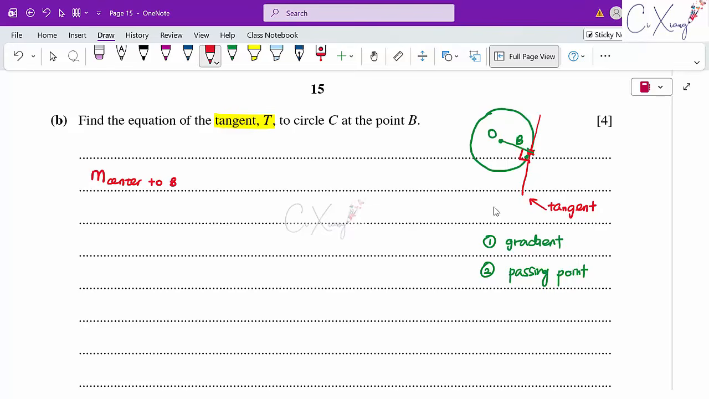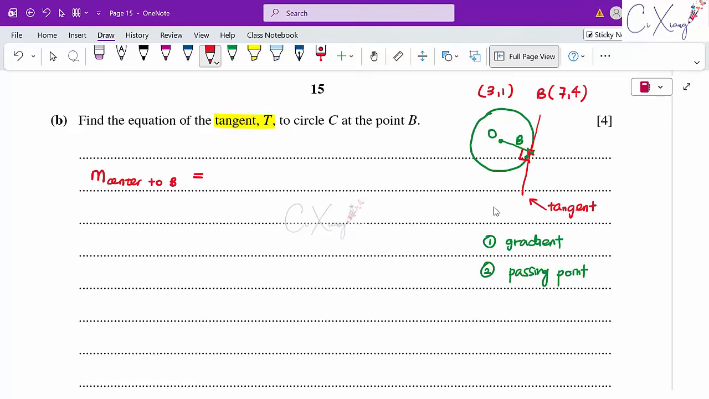Or you can label it as OB if you want. What's my center just now? So my center just now is (3, 1), right? What's my point B just now? The point B just now is basically (7, 4), is it? This is point B, and this is the center.